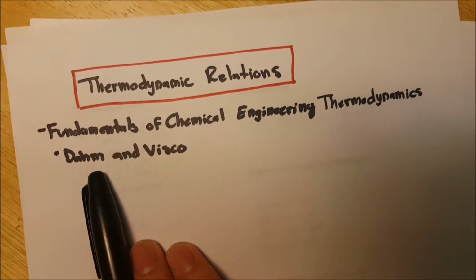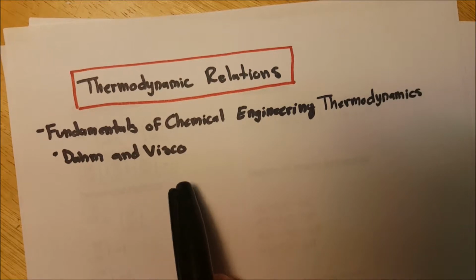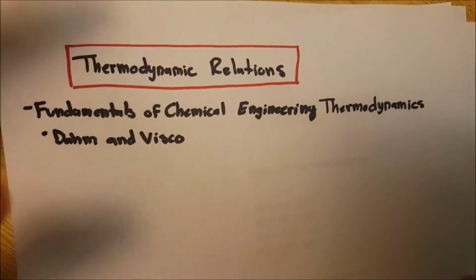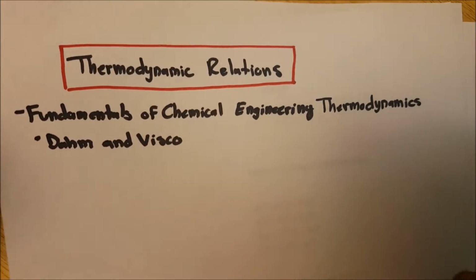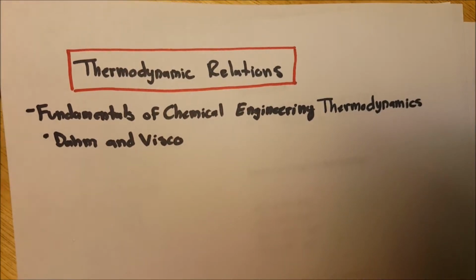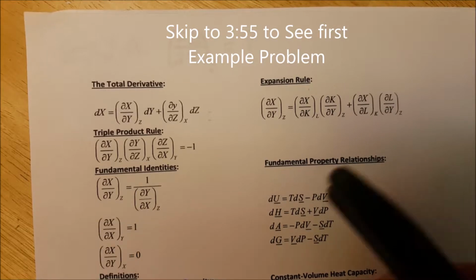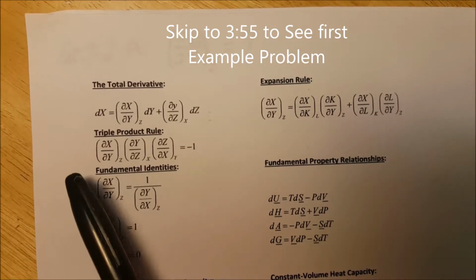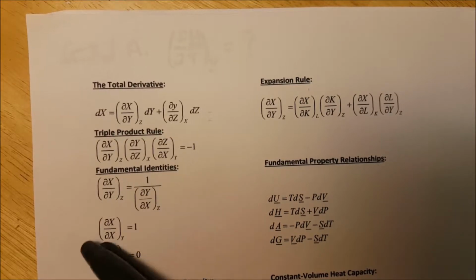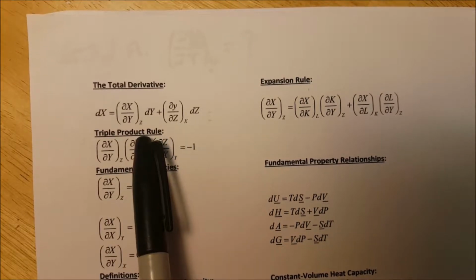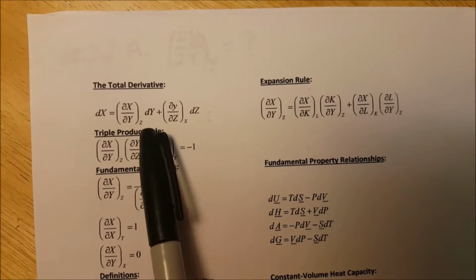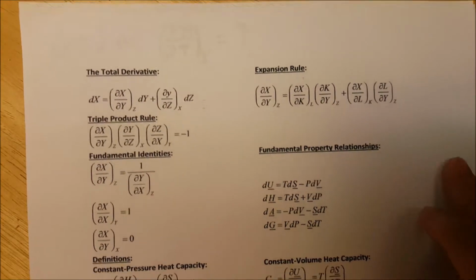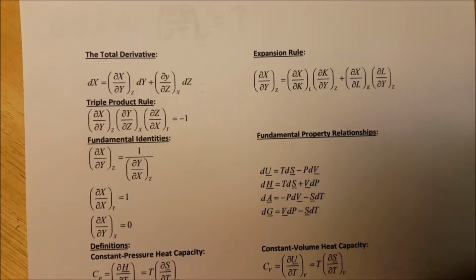The book I'm going to be referencing is Fundamentals of Chemical Engineering Thermodynamics by Dahm and Visco. And I'll let you know what problems we're going to be looking at so you can follow along if you want to. So first off, you've most likely taken multivariable calculus, and you may have seen the total derivative before. This comes up very often because it's usually the first place you start, since the total derivative looks very similar to fundamental property relations.